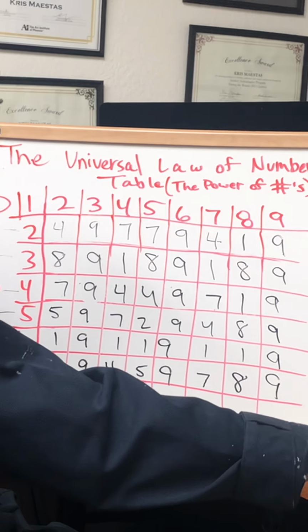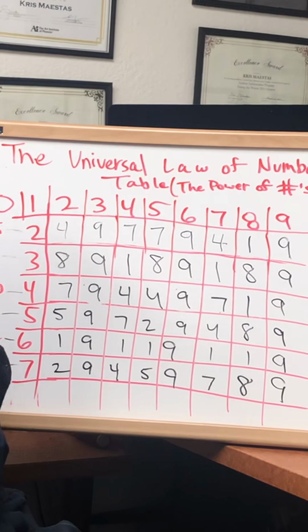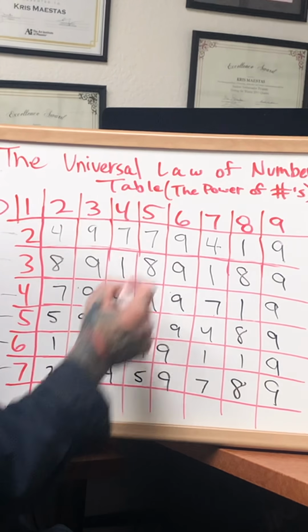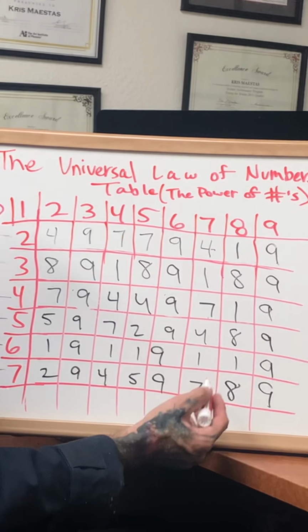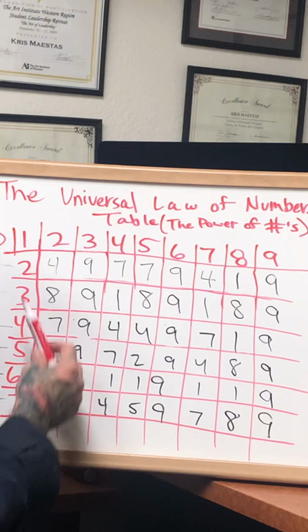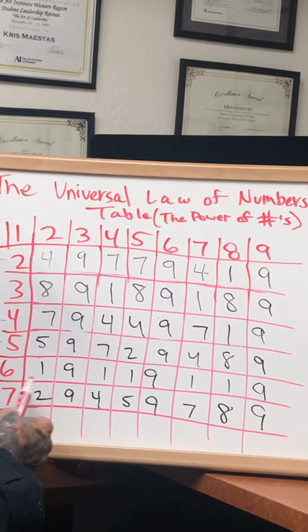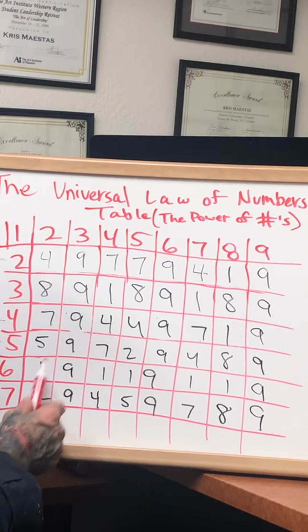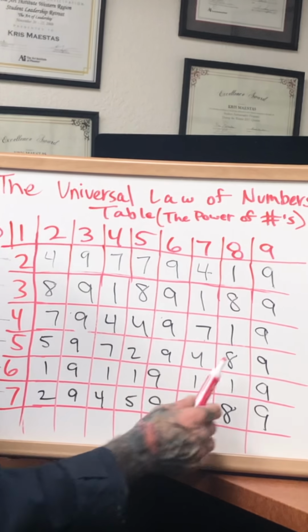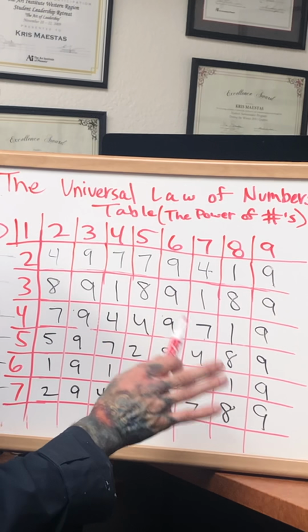And doing a couple of these rows and columns, there's a couple of things to notice. Besides the 3, 6, and 9 all equaling 9s, if you look at the 3s and the 6s here, you got 8, 9, 1, 8, 9, 1, 8, 9, and so on. On the 6s, you got 1, 9, 1, 1, 9, 1, 1, 9. So there are some significant things going on here to look at.